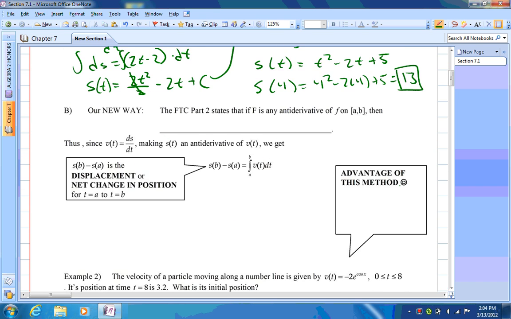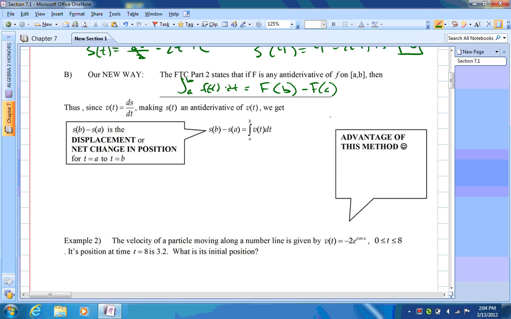So we want to recall the fundamental theorem of calculus, part 2, that states the following: that if you take the integral of little f of t from a to b, it's going to equal the value of the antiderivative at b minus the value of the antiderivative at a. So capital F of b minus capital F of a.